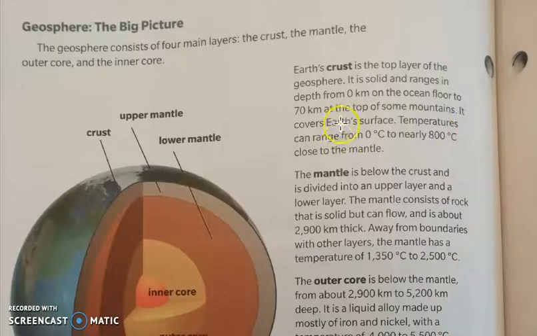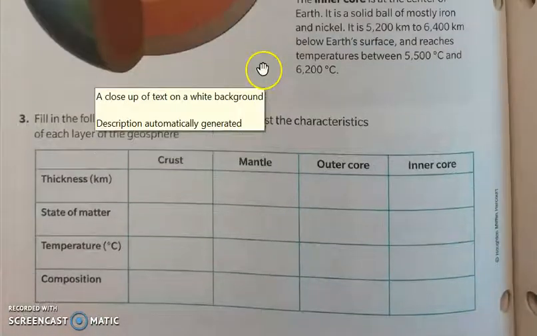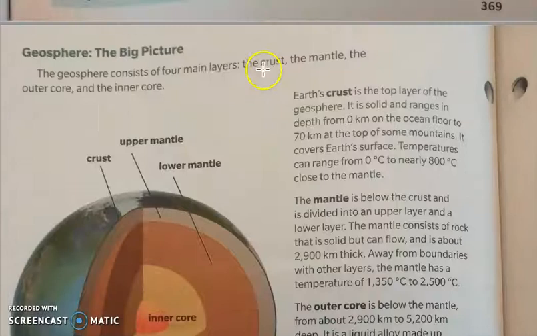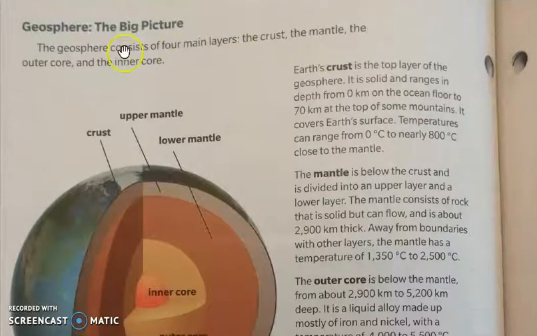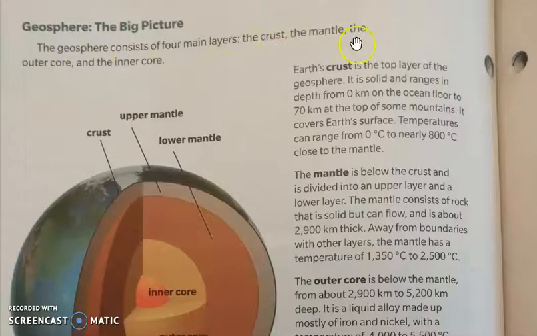All right, this is the video about the Geosphere, and we're on page 370 right now of our PDF, so please follow along. The Geosphere consists of four main layers. Remember, the Geosphere is like solid things, like the Earth, basically rocks and minerals, okay? So it consists of four main layers: the crust, the mantle, the outer core, and the inner core.